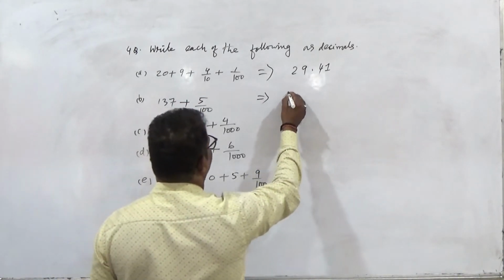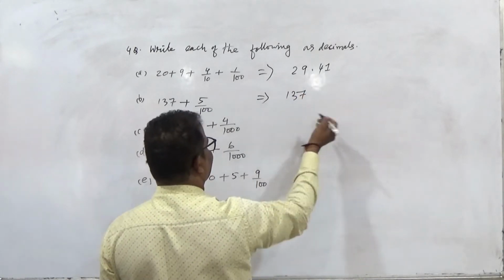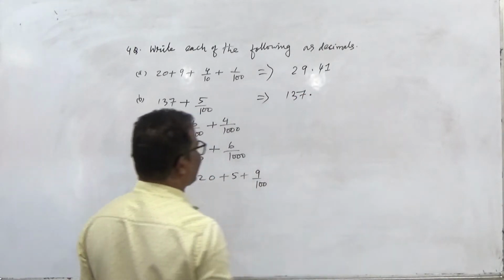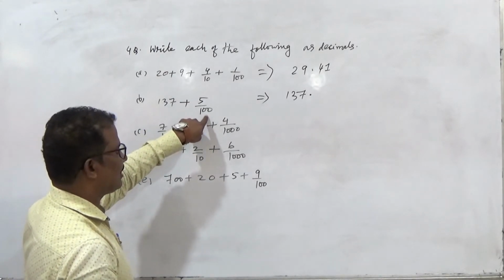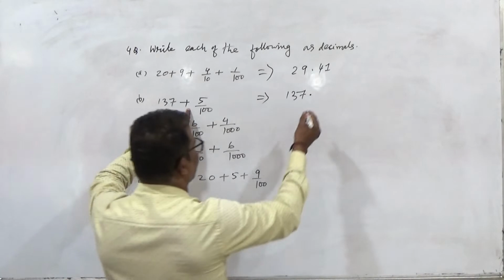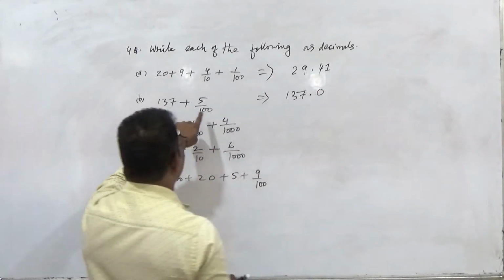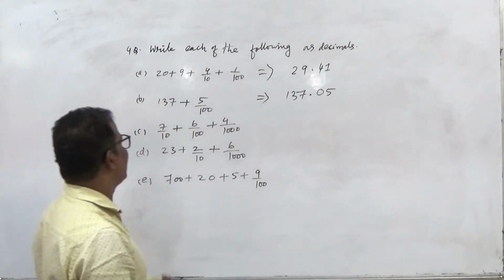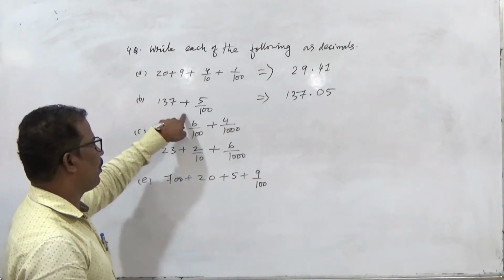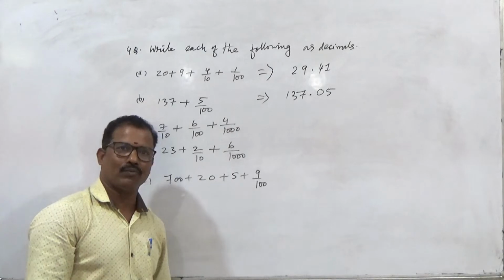So for this we can write 137, then the decimal place starts. In the first place, that is tenths, nothing is there. So for tenths we can write 0, and in hundredths how much is there? 5. For that we can write 5. So it is 137.05. Understand all of you?